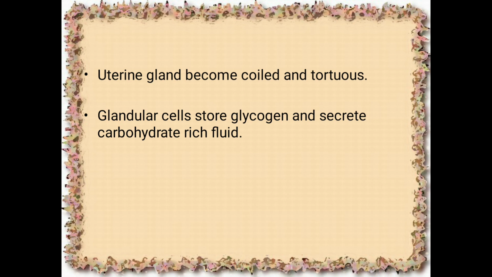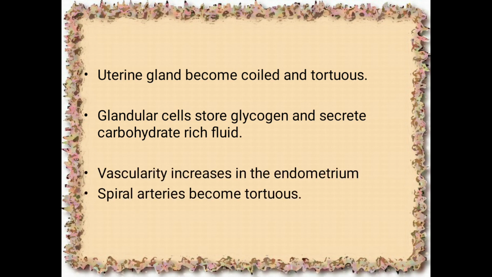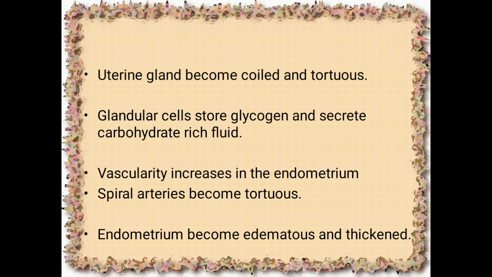And the glandular cells store glycogen and secrete large quantities of carbohydrate-rich mucus and fluids. So that's why this phase is called the secretory phase. And then the vascularity of the endometrium increases further. Due to the combined effect of estrogen and progesterone from the corpus luteum, the spiral arteries become tortuous, and then the endometrium becomes edematous and thick.